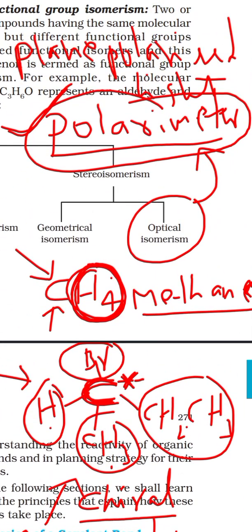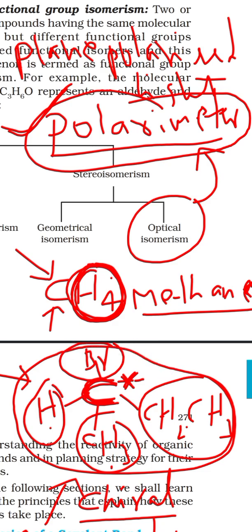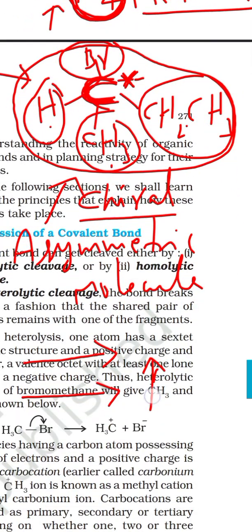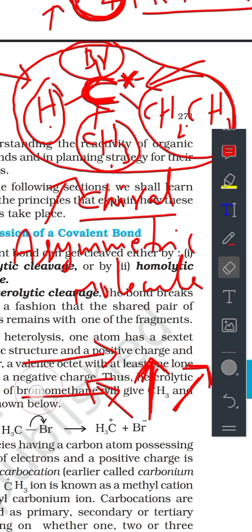When that type of light falls on this molecule, the direction of that light changes, because it has a chiral carbon. If the light has this direction, when it passes through a solution of this molecule, the direction changes like this. The direction changes from this to this, or this type. Okay, let us see.